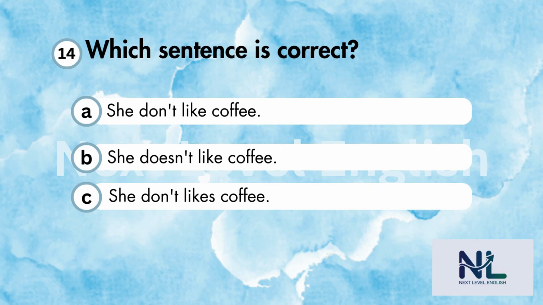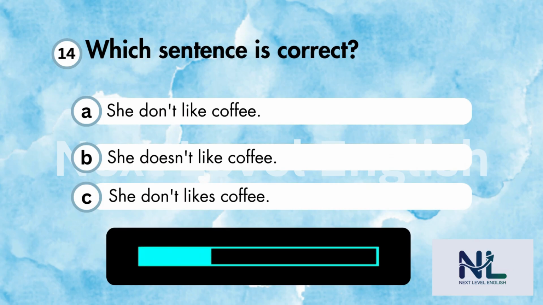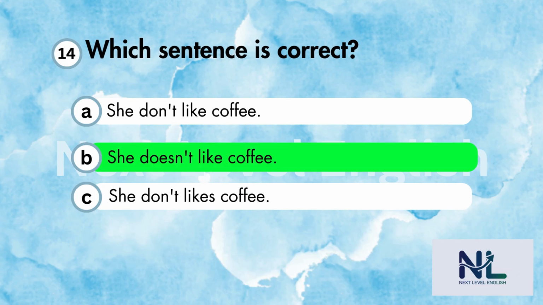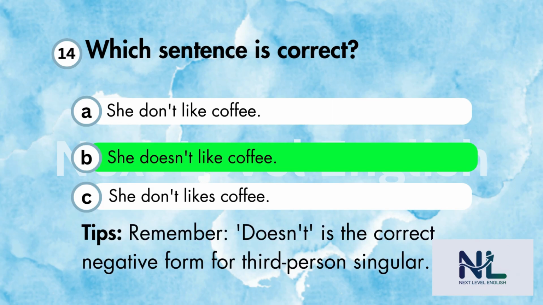14. Which sentence is correct? She doesn't like coffee. Tips: remember, doesn't is the correct negative form for third person singular.